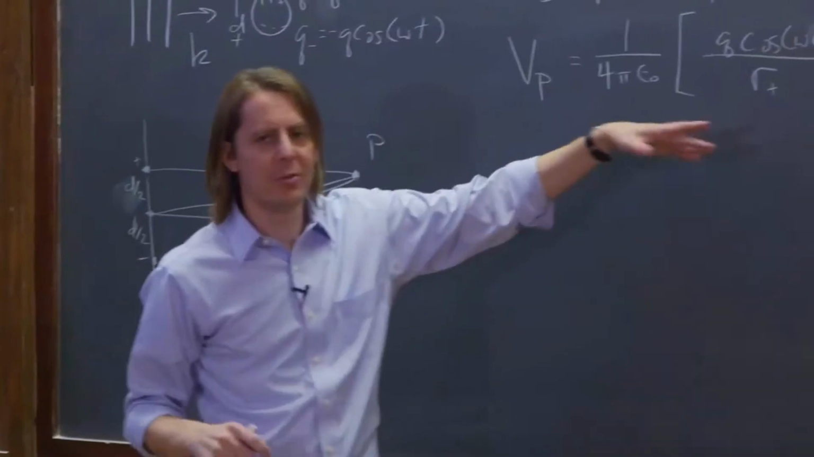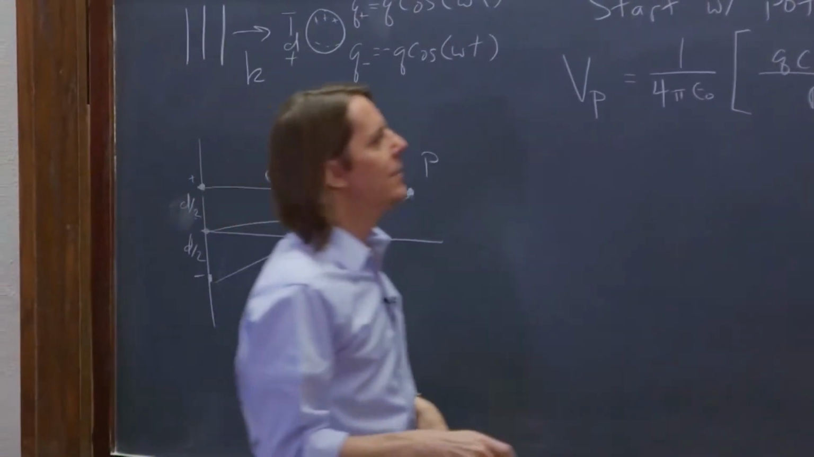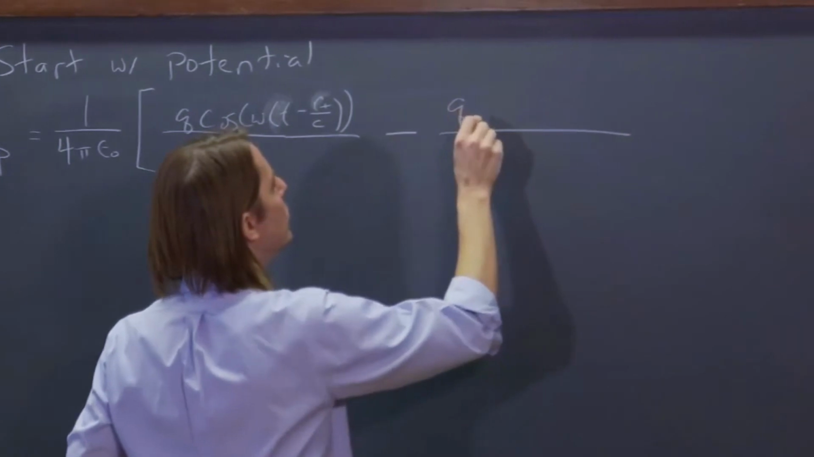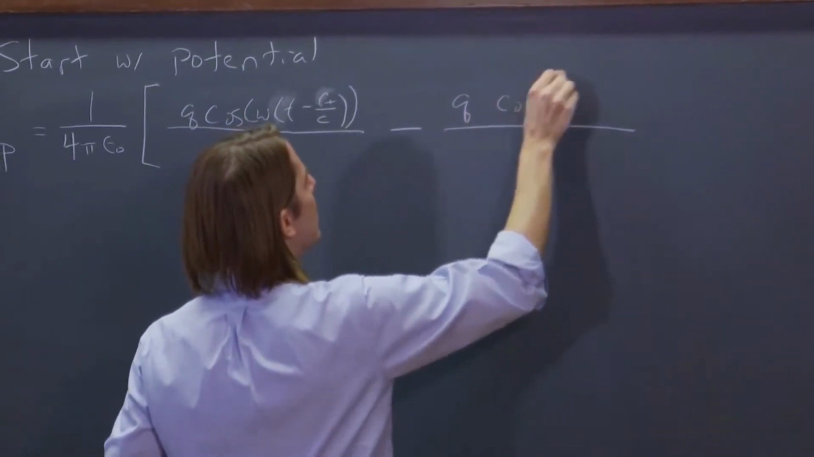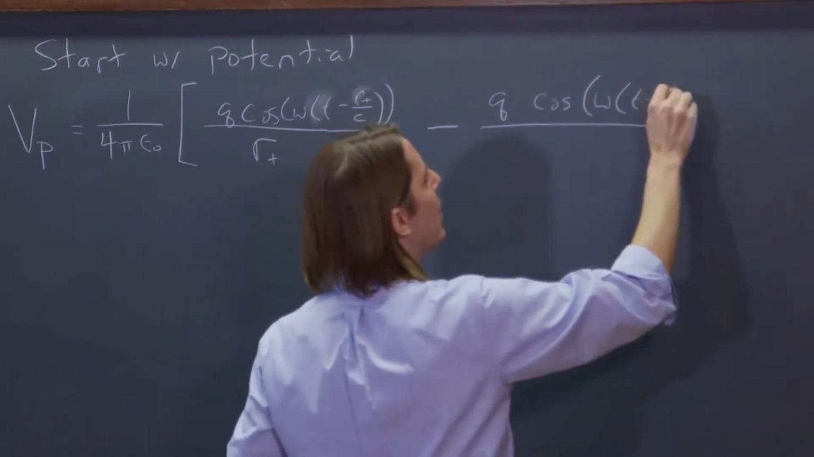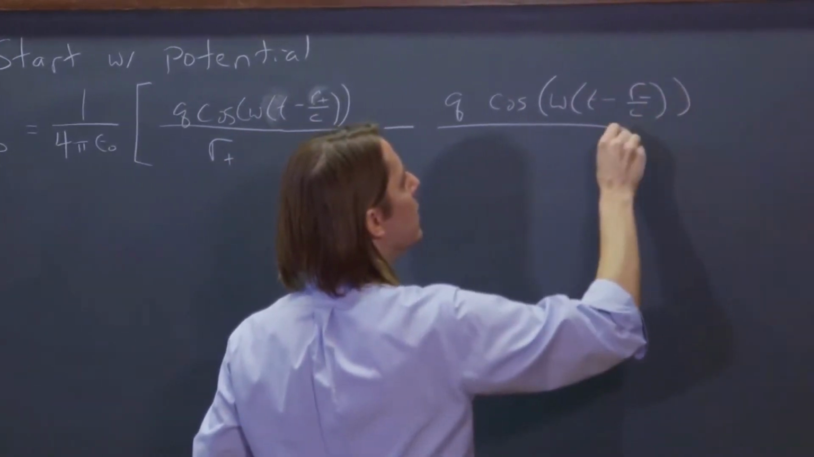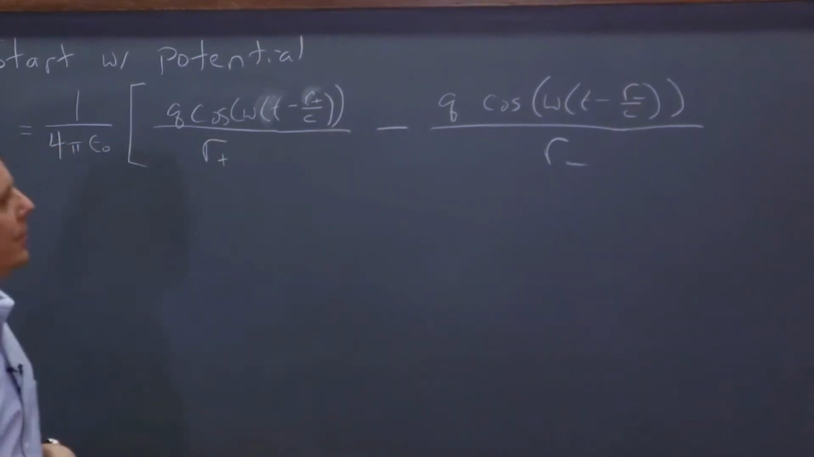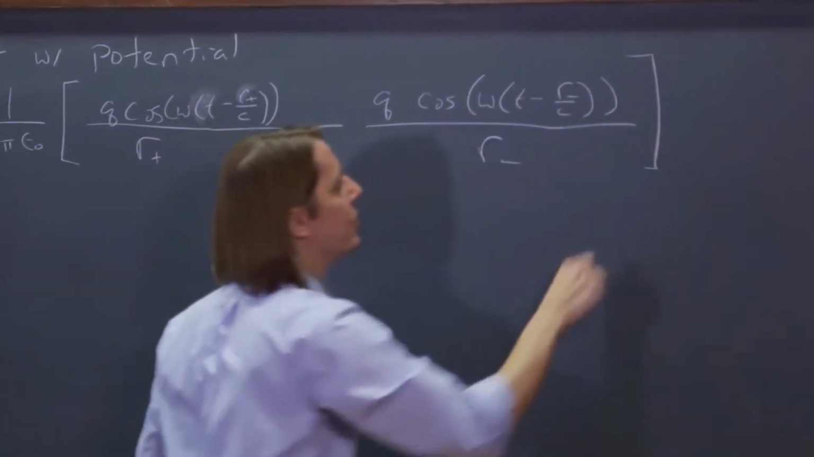And it's over r plus because that's how you write a potential. And then that is minus, because we have a negative q here, times the cosine of omega, and also a retarded potential, t minus r minus over c. And that's over r minus. All right, and 1 over 4 pi epsilon naught. So that, so far, doesn't look so bad.